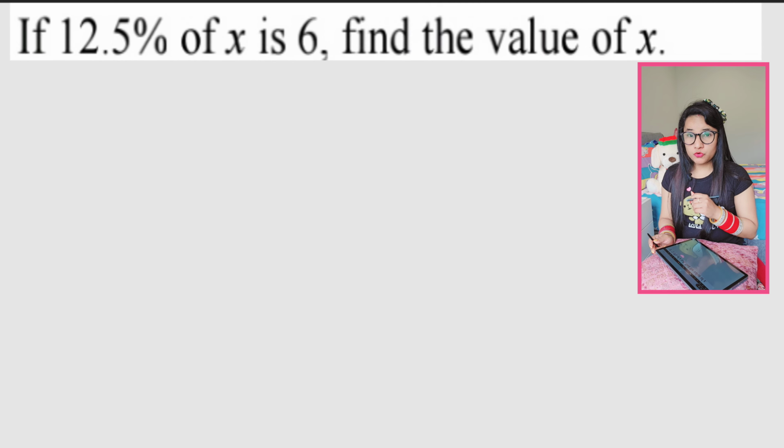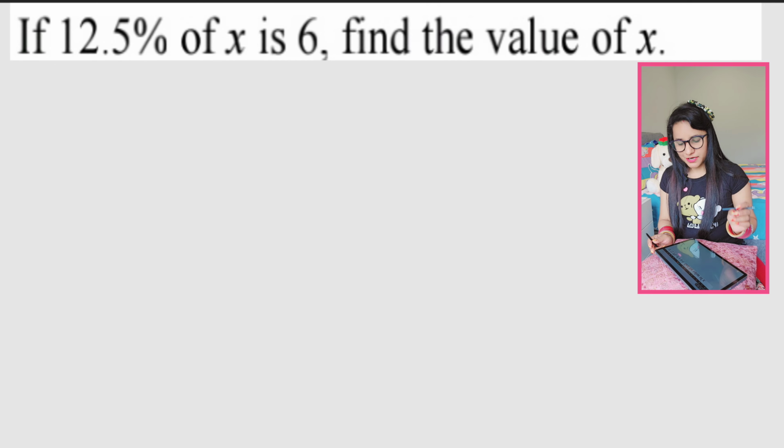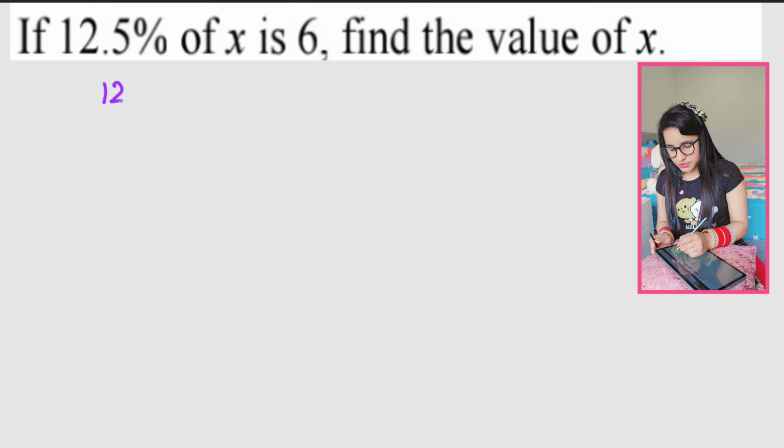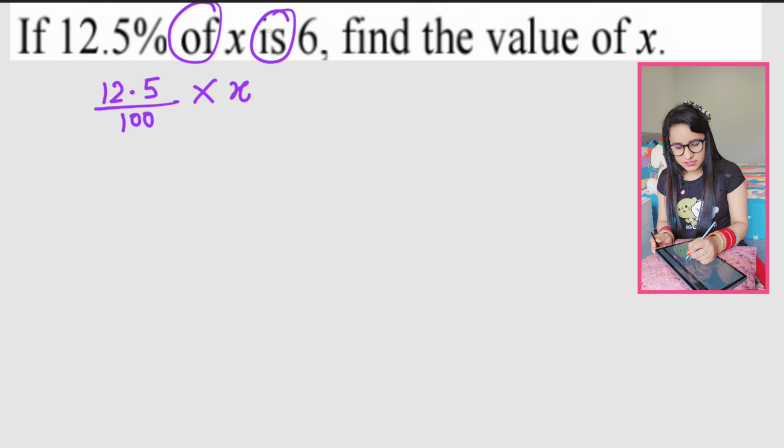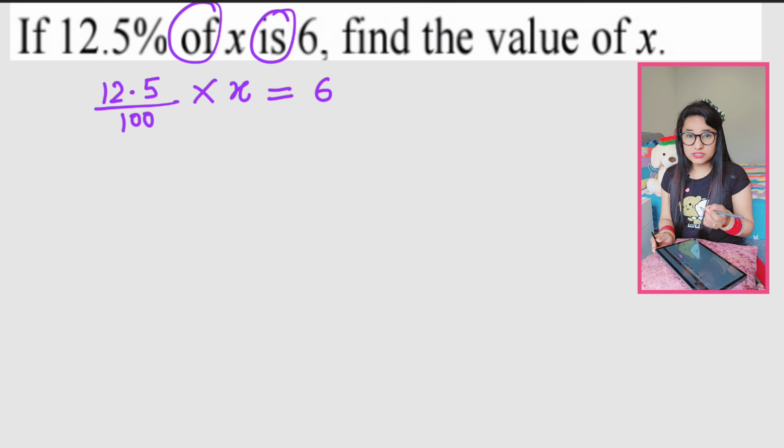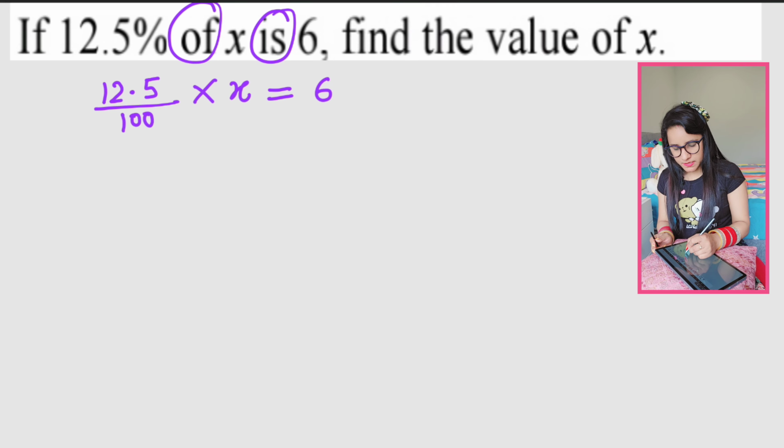Let's try out one more question. These questions are often seen in your exams. If 12.5% of x is 6, find the value of x. Now this question is exactly similar to the previous one. Here, 12.5%. What do you mean by 12.5%? 12.5 percentage sign means upon 100. Of means into x. And is means equal to 6. How easily you frame the equation! Now on solving it, you can simply do the cross multiplication here.